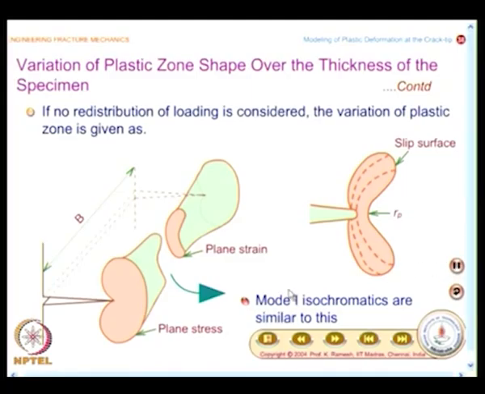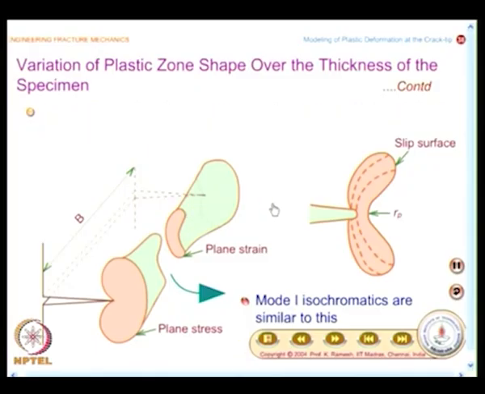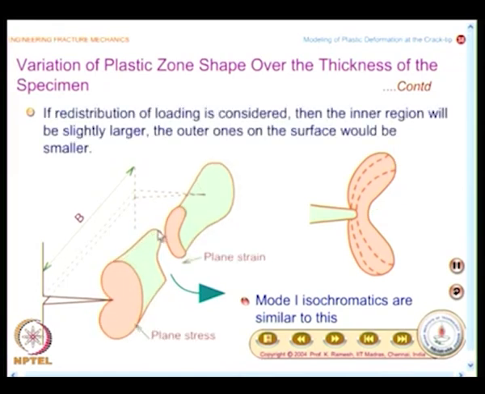Suppose I consider even the redistribution, how does this shape vary? What happens is, what happens on the surface shrinks and at the interior the zone slightly expands, which you could carefully watch in the animation. You could see that this expands and this shrinks by a small amount.